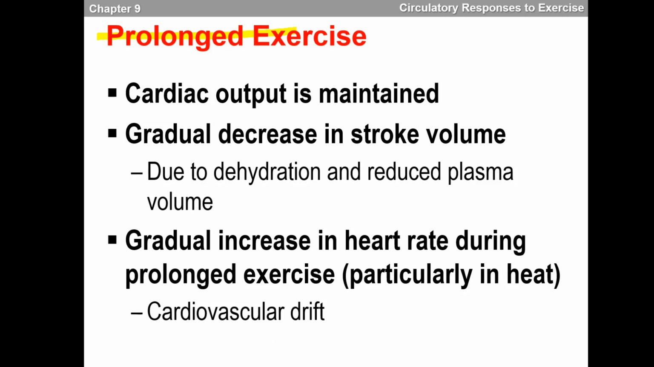We'll see what's called the cardiovascular drift. So as we start to sweat, as we start to work harder and harder, it will cause a decrease in plasma volume, causing our heart to have to beat harder to move the blood the same way as opposed to whenever there was more blood volume.